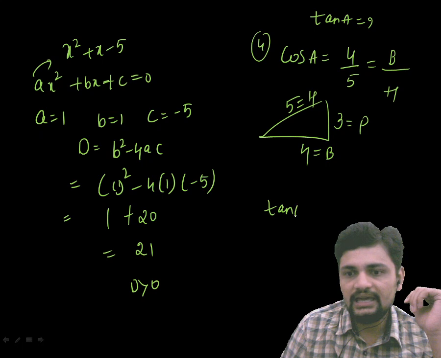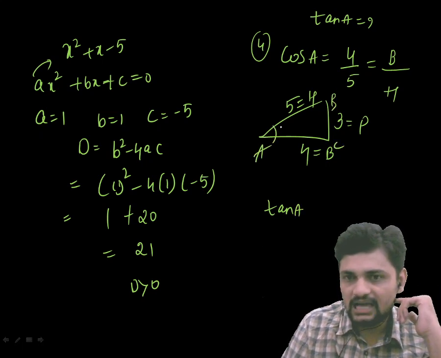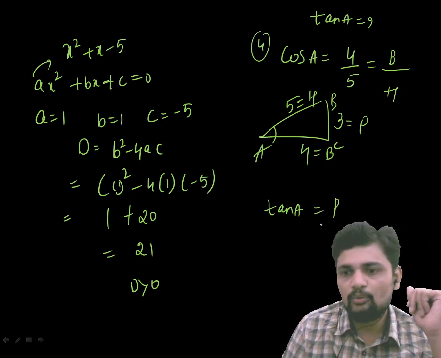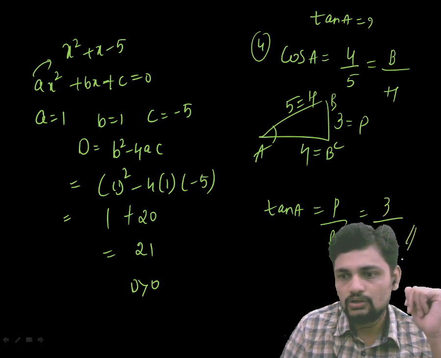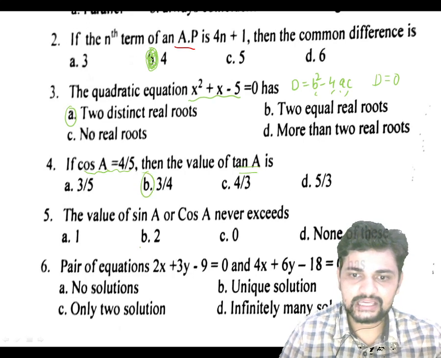Then they are asking the value of tan A. This is the angle theta, or angle A in this case. So tan A is opposite by adjacent. Opposite is 3 and adjacent is 4. So 3 by 4 is the option. Option B is correct in this case.